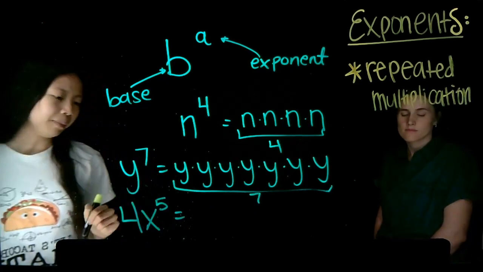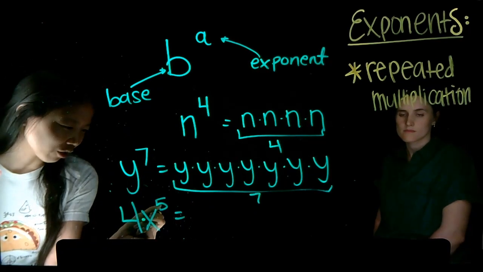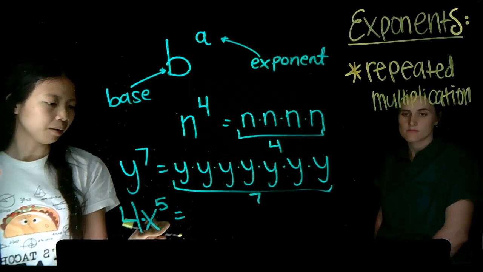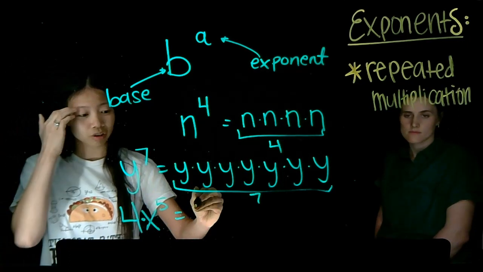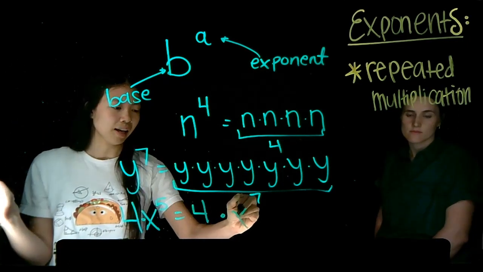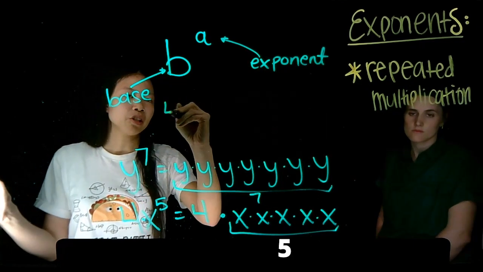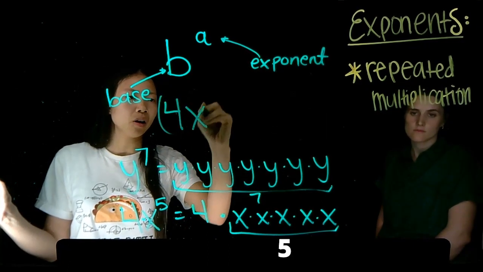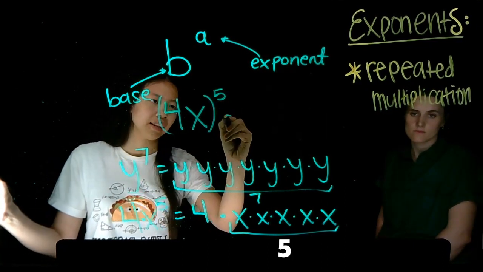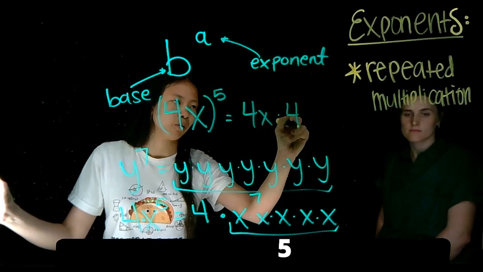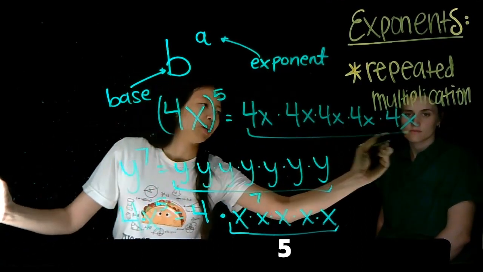Another example here. In this case, there is multiplication going on between 4 times x to the 5th. So this is actually the same as 4 times x multiplied 5 times. If our equation looked like this, 4x all being raised to the 5th power, then that would be 4x times 4x times 4x. That is when it would be repeated 5 times.